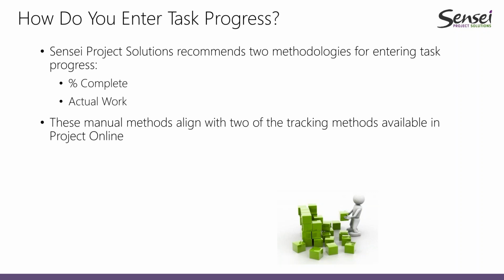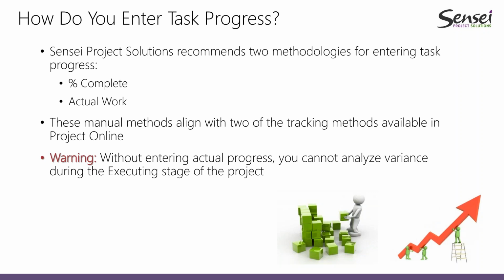One important thing here, and I would just like to leave this as a warning: if we do not enter actual progress, then we are not going to be able to analyze variances during the execution stage, right? So we do have to have a combination between the two. We do have to have a baseline, and we do have to have the actuals or the task progress being entered, so then we can track the information in our project.